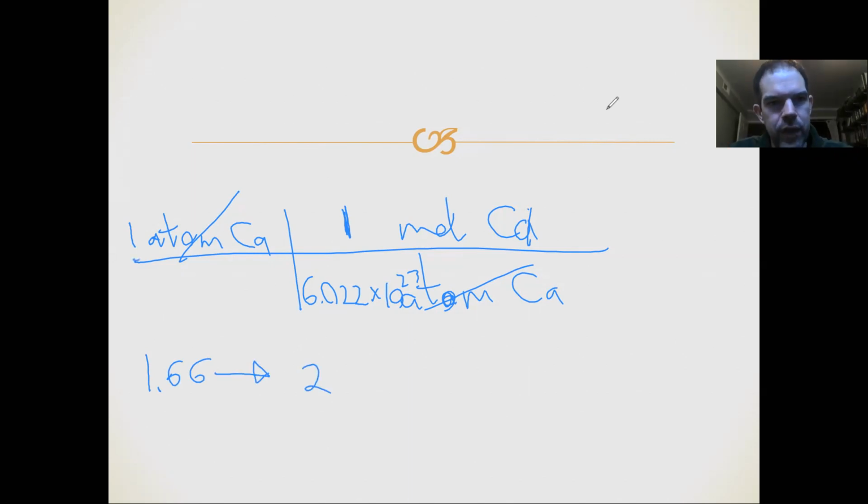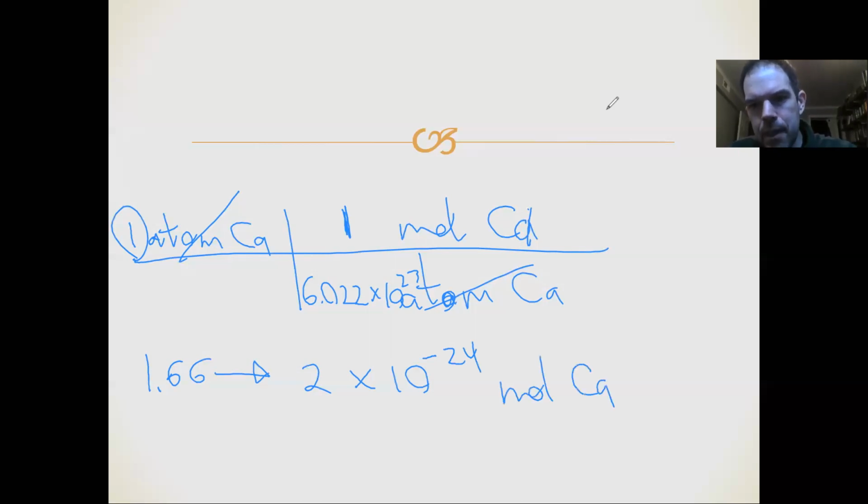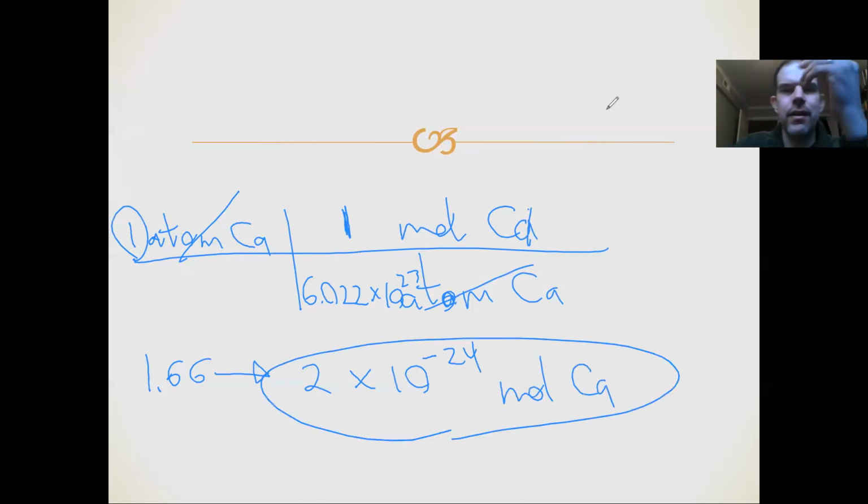Because it's only 1 sig fig, right? 2 times 10 to the negative 24. And then it looks like it's moles calcium, which makes sense. I mean, if you think about it, 1 atom should be almost no moles, because you need a ton of atoms to add up to a mole. So 1 atom should be almost no moles, right? So that's why it's such a tiny number.